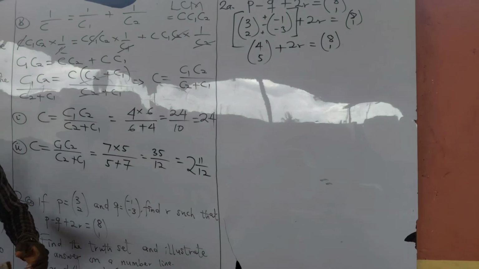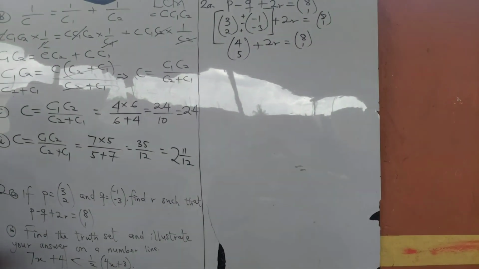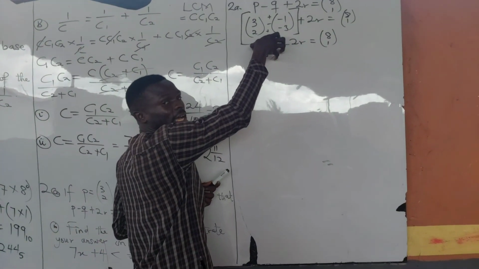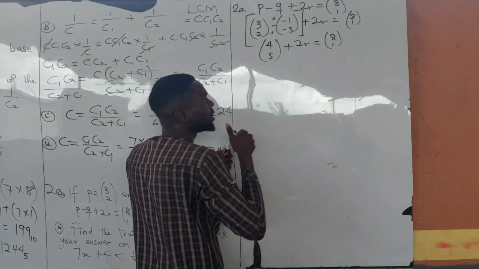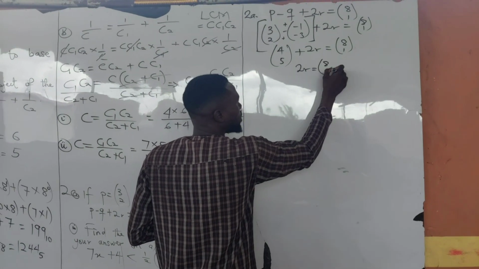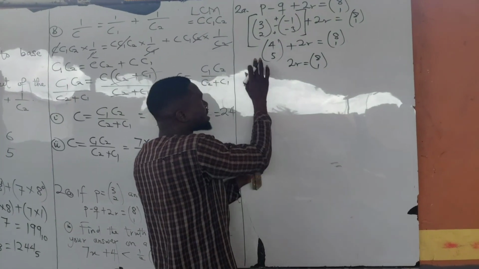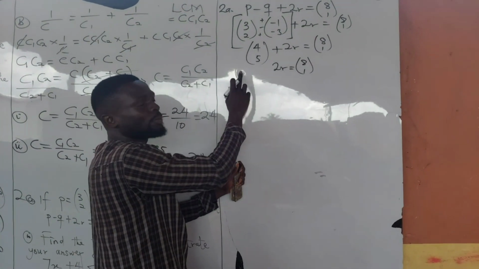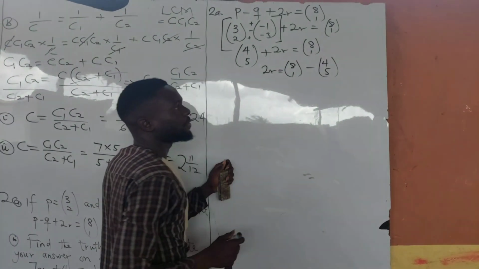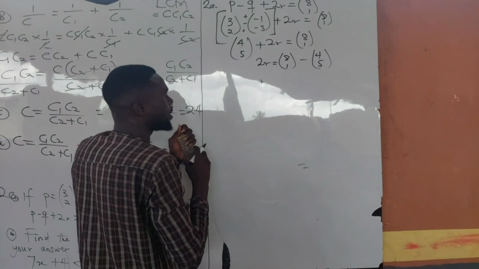From here, we are going to make the 2r the subject, just like when solving for an equation. So making the 2r the subject, we are going to lift this vector to this side of the equation, which is going to give you 2r is equal to 8, 1 as a vector. Then this vector will also come here, but the sign in front of this vector happens to be positive, so it's going to change to negative 4, 5.